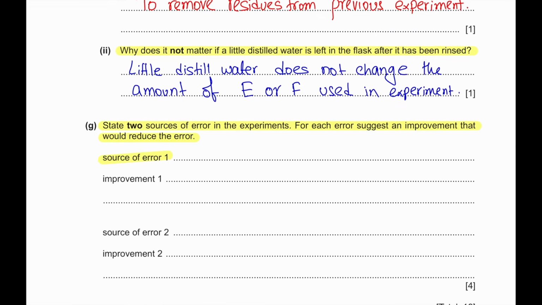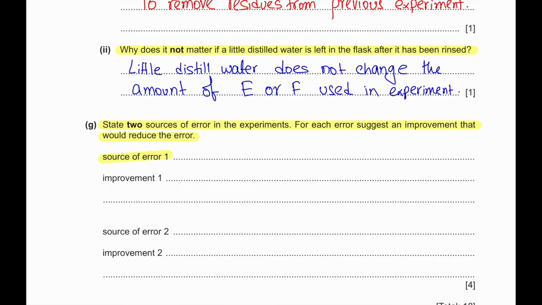Now, the measuring cylinder is a problem. So instead of using a measuring cylinder because of its error, we can use a pipette in place of the measuring cylinder because we are measuring a fixed volume of 25 cm cube each time. And source of error 2 is not repeating the experiment to get concordant results. The improvement for source of error number 2 would be to repeat and find the average.